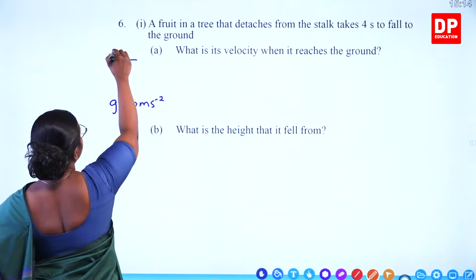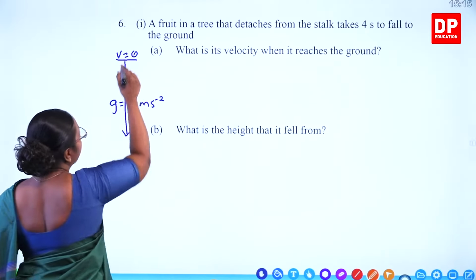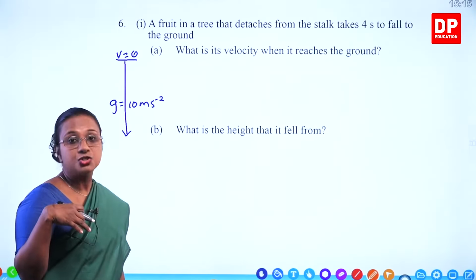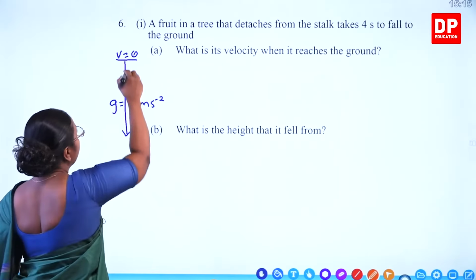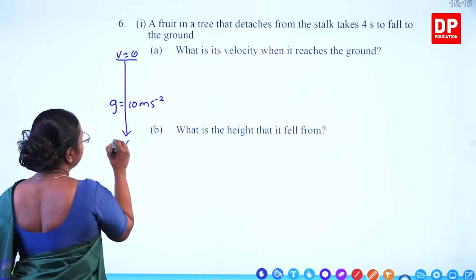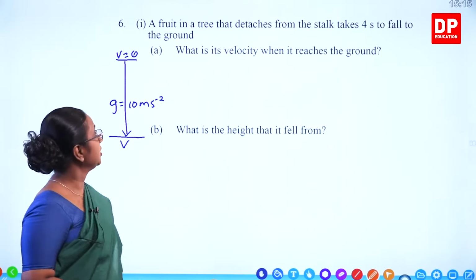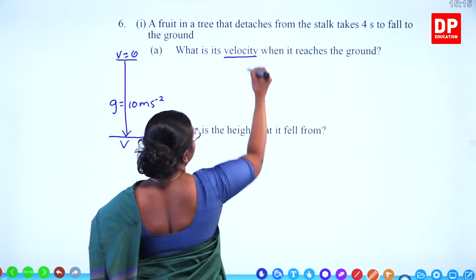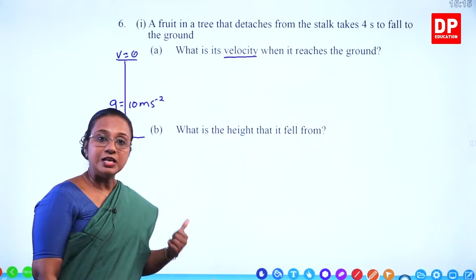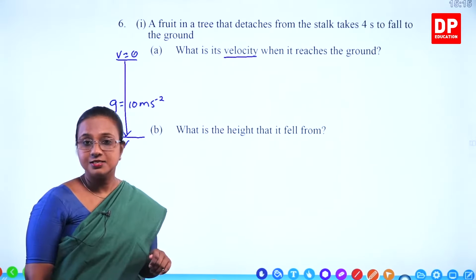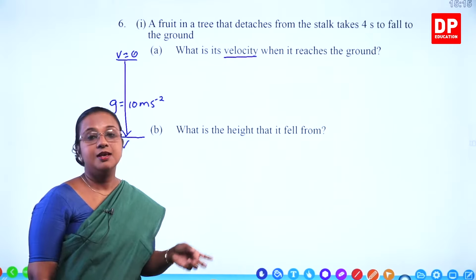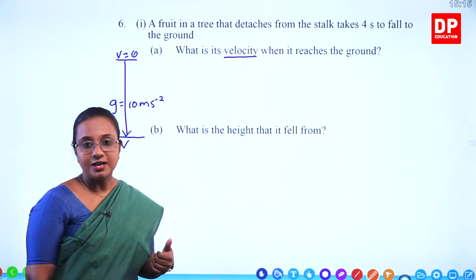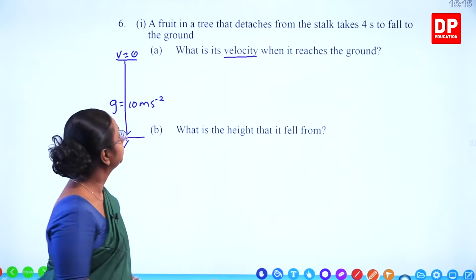So, initially the velocity will be 0. Why? The fruit is detached from the stalk. So, initially it's 0 and finally when it reaches the ground, it will have a certain velocity. That is what they want us to find. Velocity when it reaches the ground. So, we know that acceleration is rate of change of velocity. That is final velocity minus initial velocity divided by the time taken.